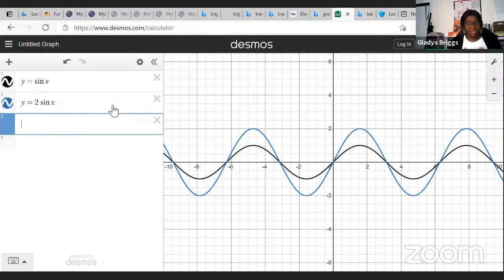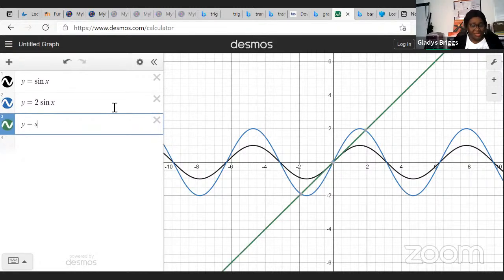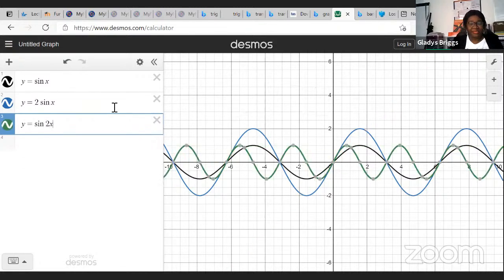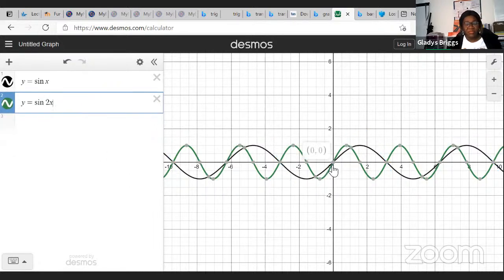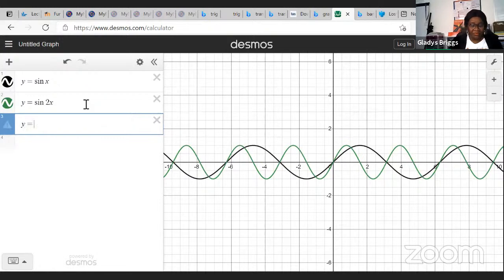Okay, let's have a look at y is equal to sine 2x. I'm going to remove this one. So the black one is y is equal to sine x, stopping at 2 pi. But the green one now is y is equal to sine 2x. You can see it has 2 cycles coming up to 360 degrees. Let me put y is equal to sine 3x.